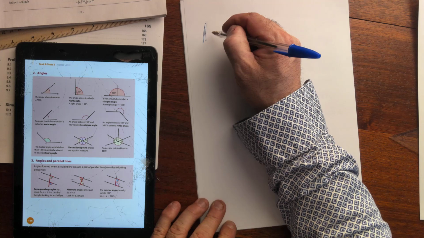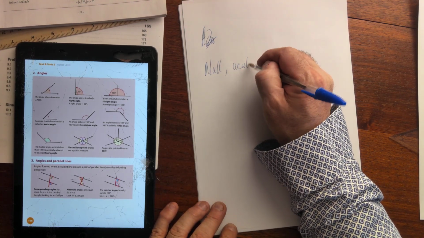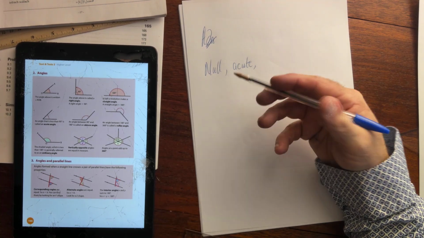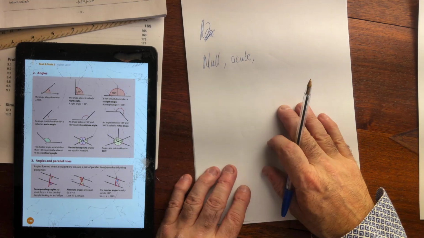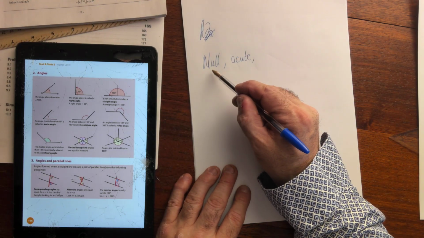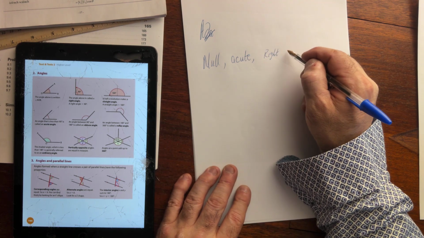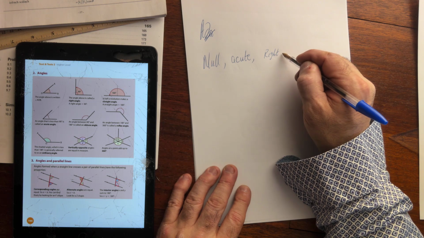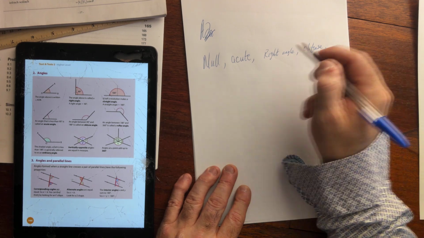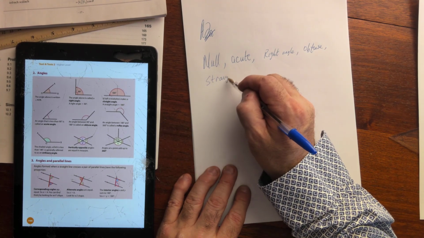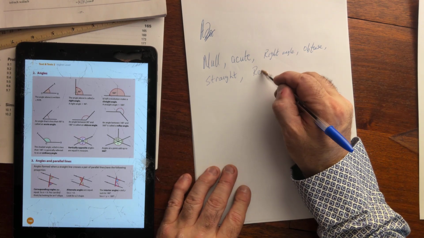So, in order now, we have a null, an acute. What I'm doing here is I'm revising what we've learned already, and this is very good practice when you're learning, to keep listing. It gives you confidence in what you've learned. So you should be doing the same. We know what a null angle is, we know what an acute angle is, we know what a right angle is, we know what an obtuse angle is, we know what a straight, watch the spelling, angle is, and now what comes after that is a reflex angle.